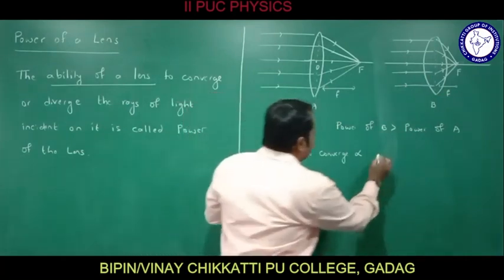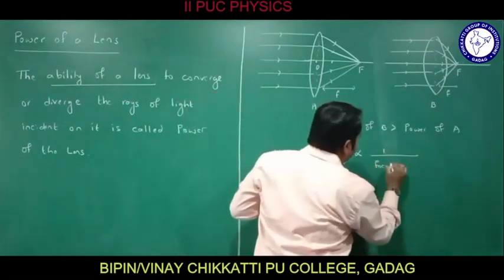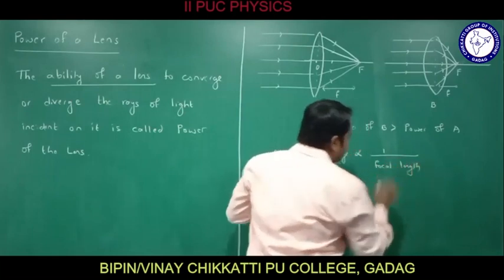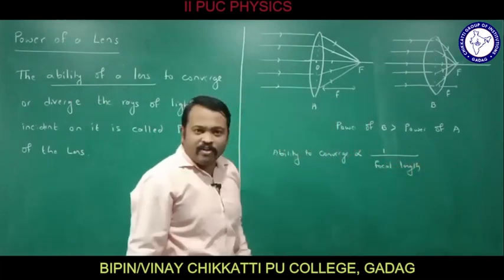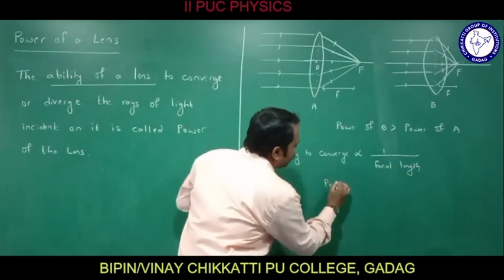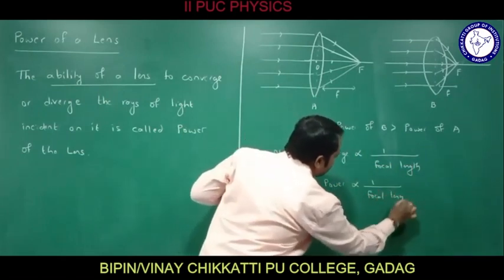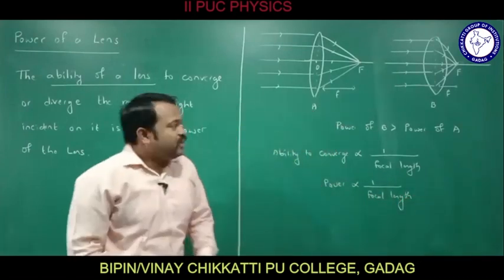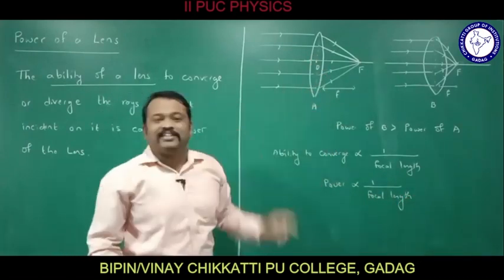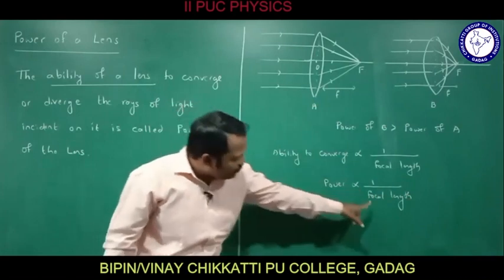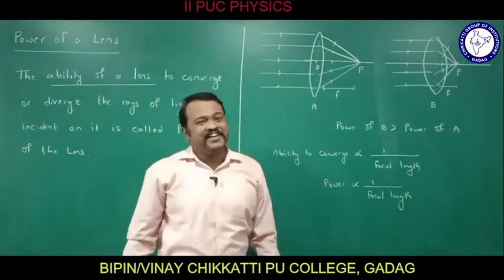Shall I say like this? 1 divided by focal length. What is the ability to converge? That is called power. Power is inversely proportional to focal length. If focal length is more, the power is less. This means power and focal length are inversely proportional to each other.